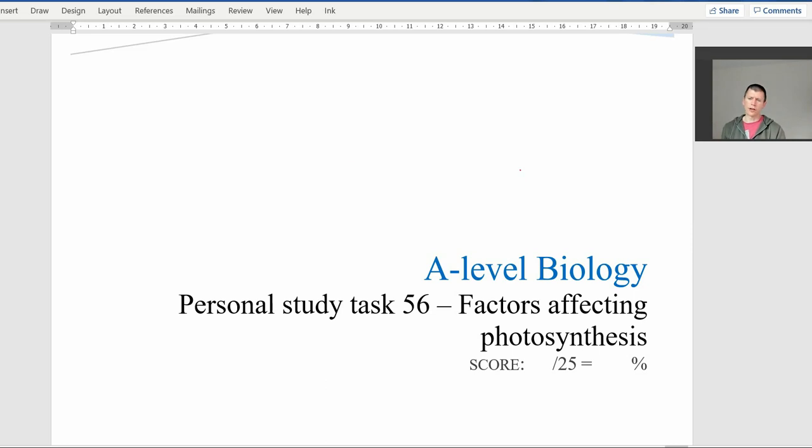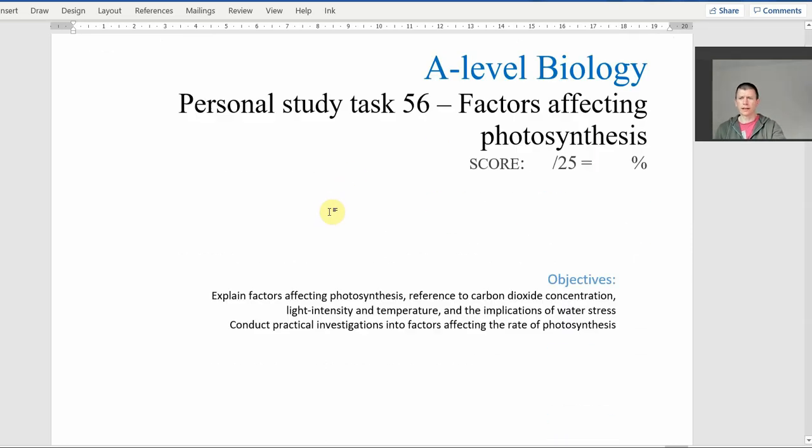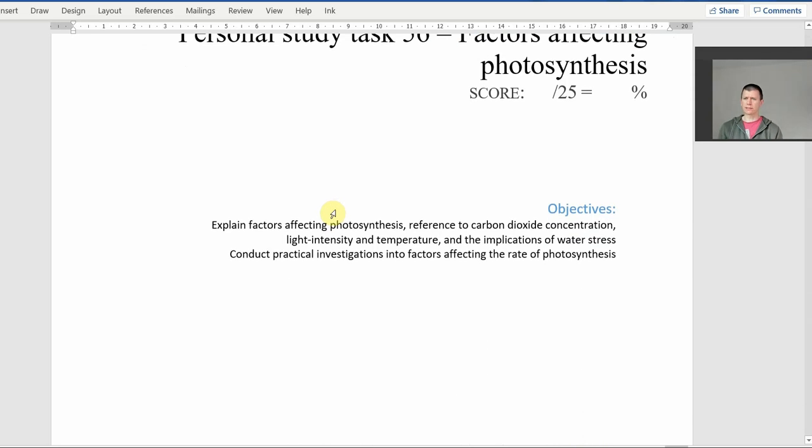Okay, I'm going to go through the exam pack on factors affecting photosynthesis, and as always, just a quick review of the objectives because they can guide you a little bit. So a little reminder, this is about factors affecting photosynthesis, that's CO2, that's kind of a bit obvious, and light intensity and temperature, but also the effects of water stress.